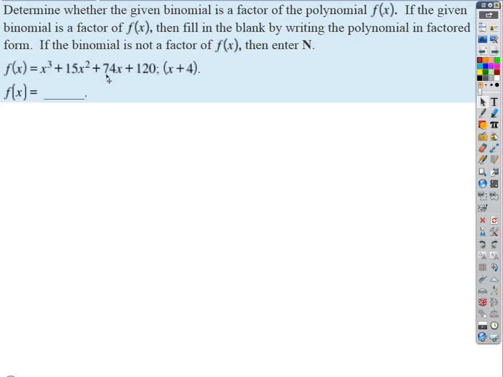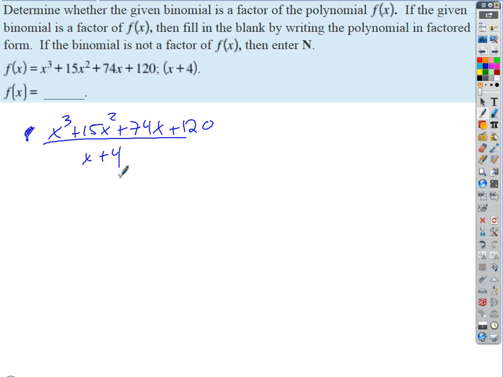Okay, so how would we check? We could just divide, couldn't we? We could see if this divides evenly into f of x. So that just means we would try x cubed plus 15x squared plus 74x plus 120, all divided by x plus 4. But we don't need to do that using long division, right? We could use synthetic here.